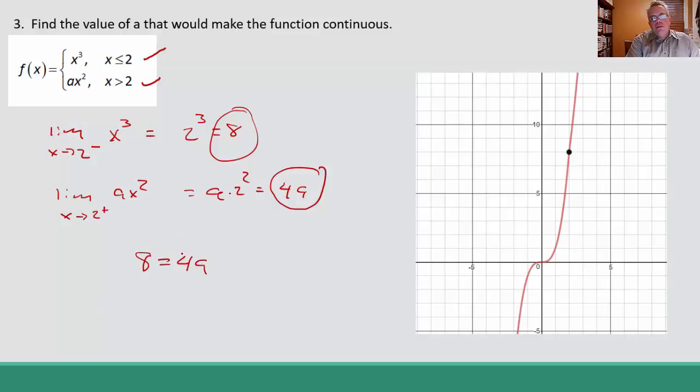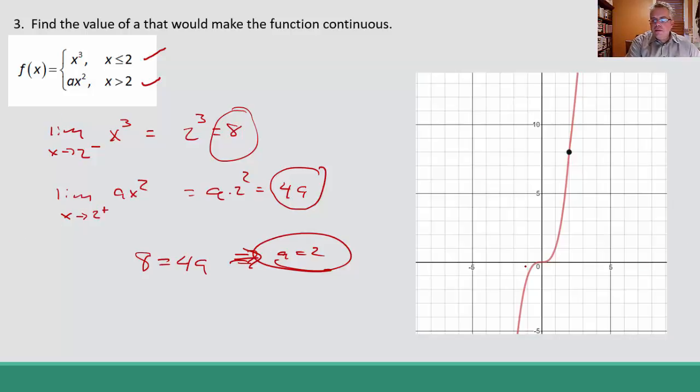Now, I want to explain where it came from. We could have started there already. If you notice, all I did is put 2 into x cubed, 2 into this one, and set them equal to each other. So you could jump straight to this if you know what's going on. I just want to explain what we're doing. From the left, it's approaching 8. From the right, it's approaching 4a. And we want them equal to each other, which means we need a to be 2. If a were 2, then these two pieces match each other.